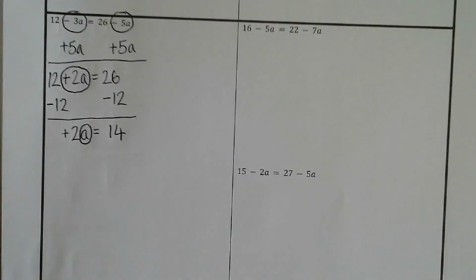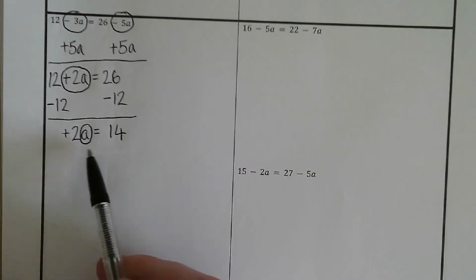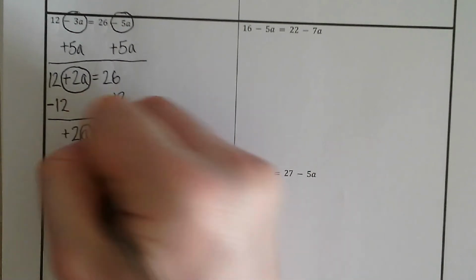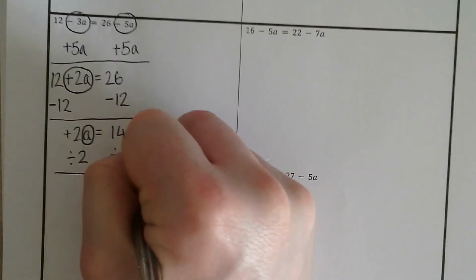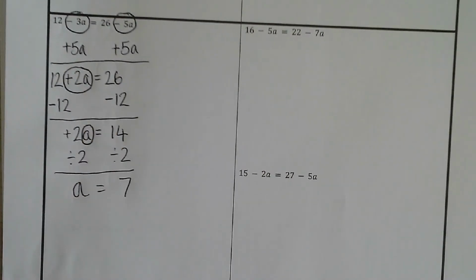Now we need to isolate the variable, which means we need to get a by itself, so we need to undo this plus 2. Now here it's really important that the opposite operation is not subtract 2. That's because this plus sign is not between 2 and a. What 2 is doing to a is multiplying, so that means the opposite operation is division. So we divide both sides by 2 to get the answer a equals 7.